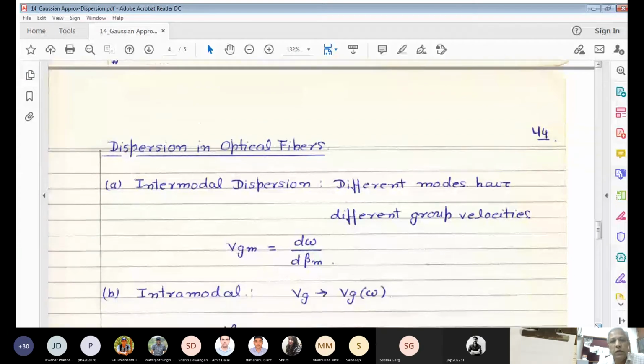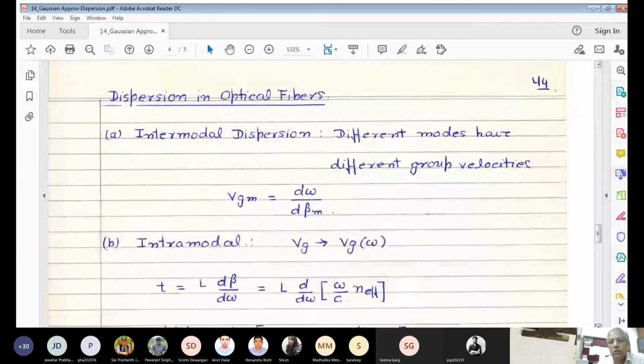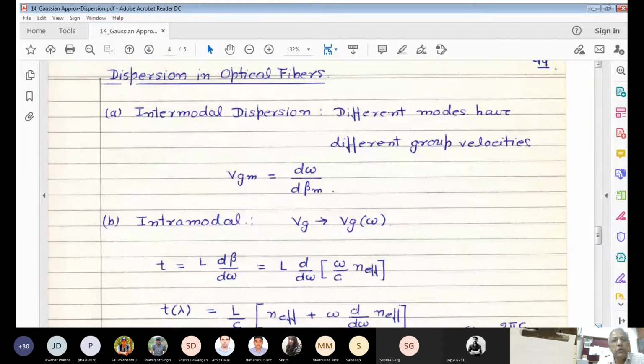So let us come to the next important thing, which we have also discussed 2-3 times: dispersion in an optical fiber. First of all, what are the various reasons for dispersion? And what is dispersion? If you launch a pulse into the fiber, then as it propagates through the fiber, it gets broadened. So for example, I launch a 1 picosecond pulse. After traveling say 10 kilometers, it becomes 100 picosecond. So that 99 picosecond is the dispersion, that is, the broadening of the pulse.